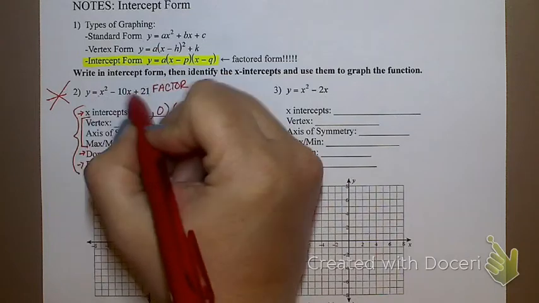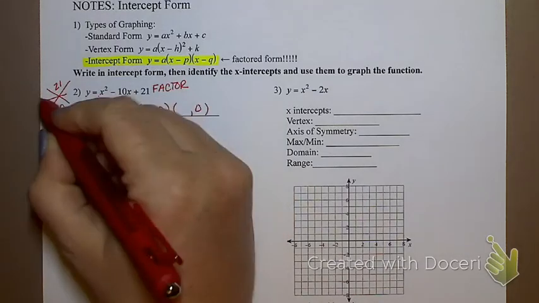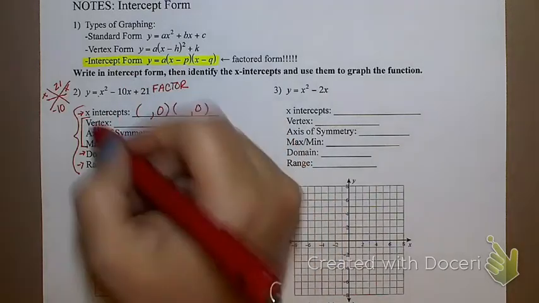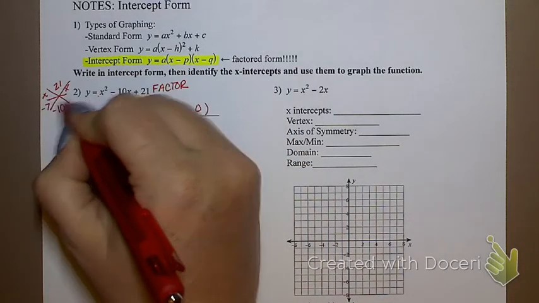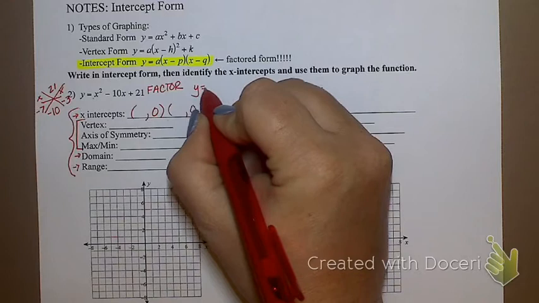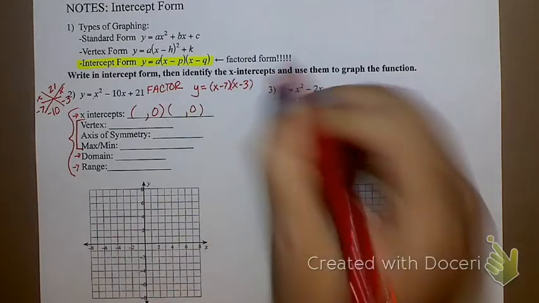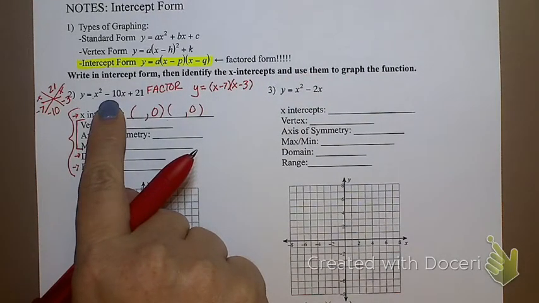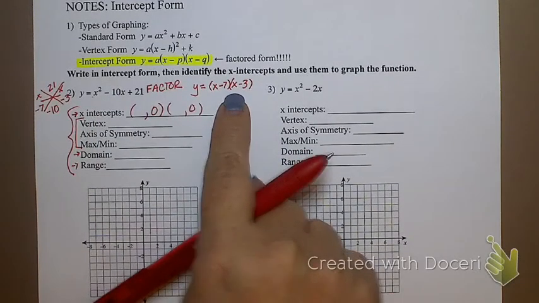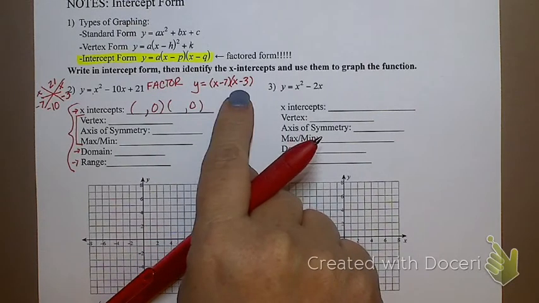So I put 1 times 21 is 21 on the top and negative 10 on the bottom. I put x and x, and I need two numbers that multiply to get 21 and add to get negative 10. Negative 7 and negative 3. So that means my equation could be rewritten as y equals (x minus 7)(x minus 3). The original way it was given to me was in standard form. Now that I have factored it, it's in what? Intercept form. When I have all those parentheses, that's intercept form.